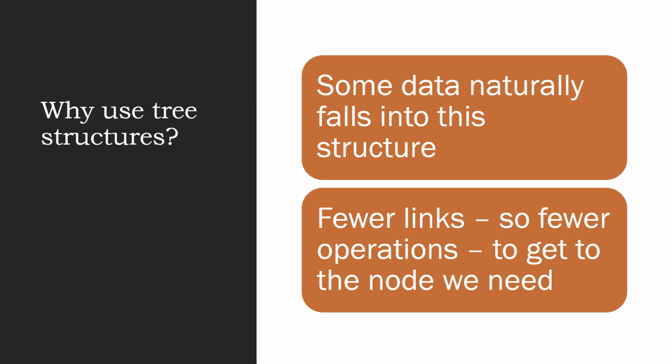Another reason, even with data that doesn't naturally fall into that shape, storing data in a tree means it's fewer links and therefore fewer operations to get to a particular item of data that we need. So in a linked list, the number of jumps to get to an item, particularly one later in the list, is the same as n. But in a tree, it's much less than n. We'll learn more about that in the future.